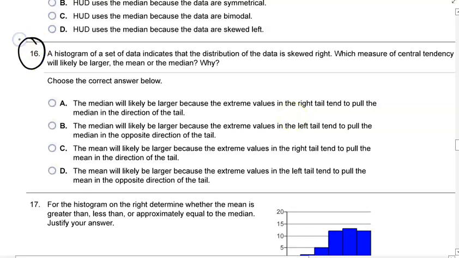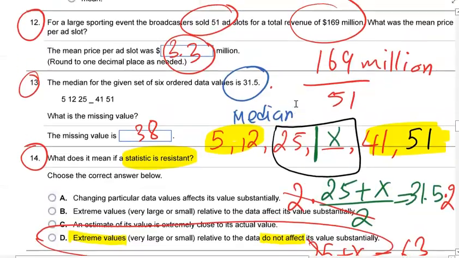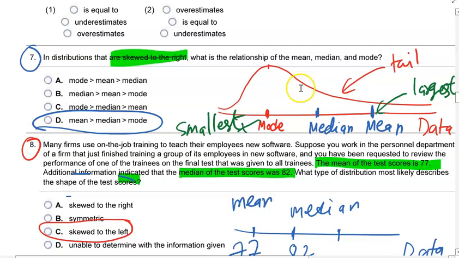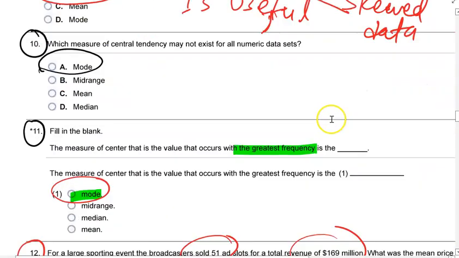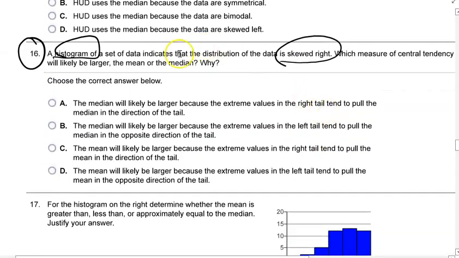Number 16. The histogram of the set of data indicates that the distribution of the data is skewed to the right. Then which measure of central tendency is likely to be larger, the mean or the median? Why? This is the question we answered before. Listen, if data is skewed to the right, the mean is going to be larger than the median. Therefore in these questions, if data is skewed to the right, the mean is going to be larger.